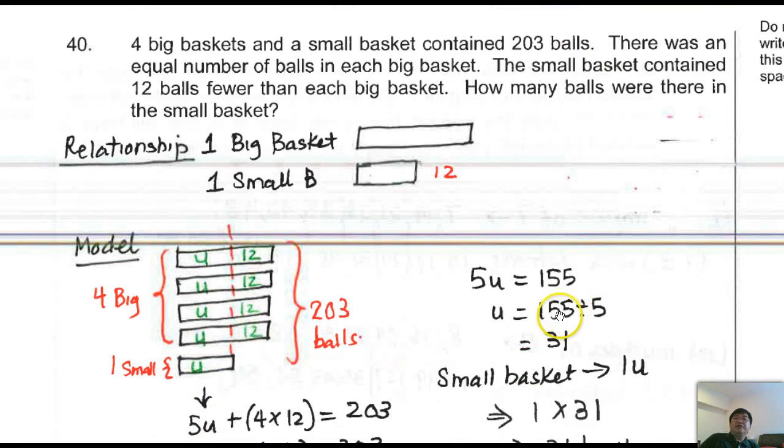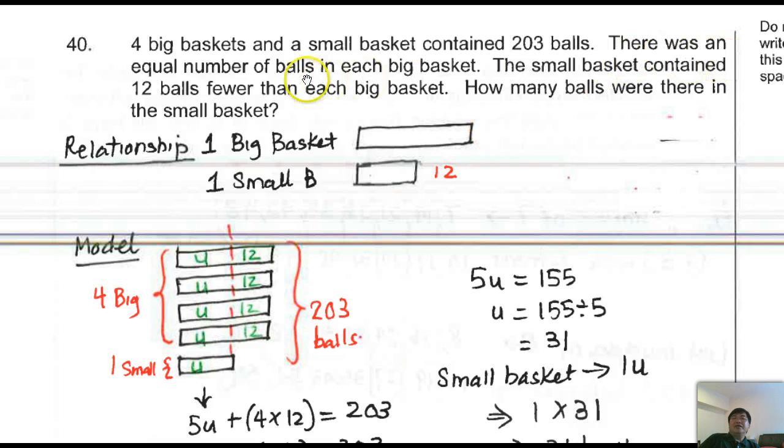Number 40, 4 big baskets. Now this is the first initial relationship. One big basket has 12 balls more than one small basket. That is the relationship we need to establish. Okay, we establish 1 to 1 first. This has 12 more, this has 12 fewer than the big one.